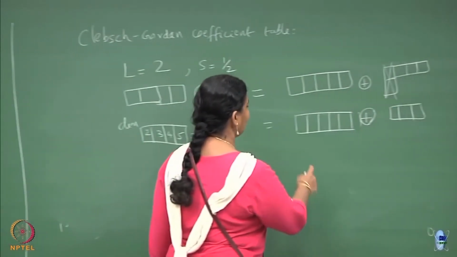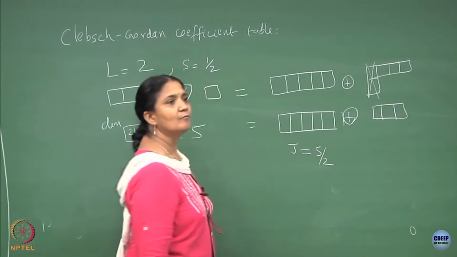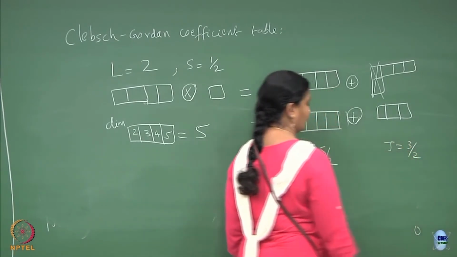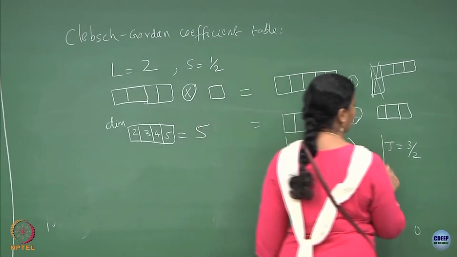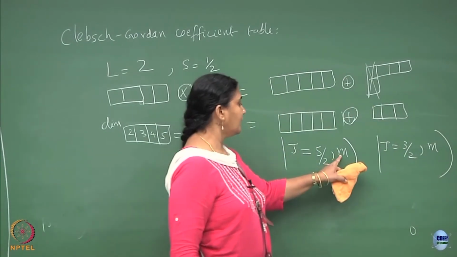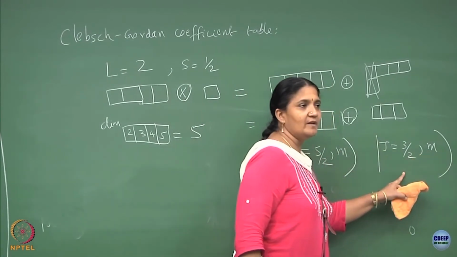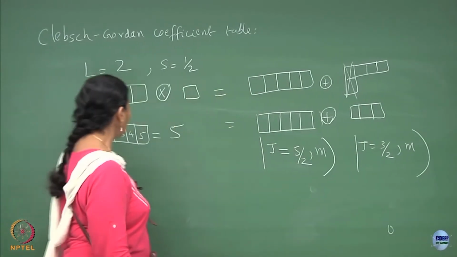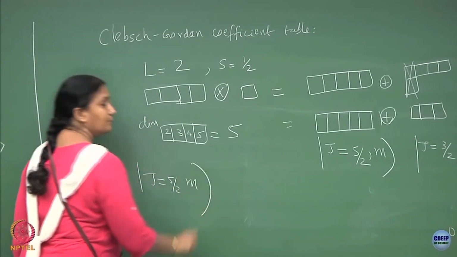So, what will the value of J be for this? 5 by 2, half of it, and J to be 3 by 2. So, these are the states for this, these are the states for this. This M will take values from minus 5 by 2 to plus 5 by 2. This M will take values from minus 3 by 2 to plus 3 by 2. Clear?